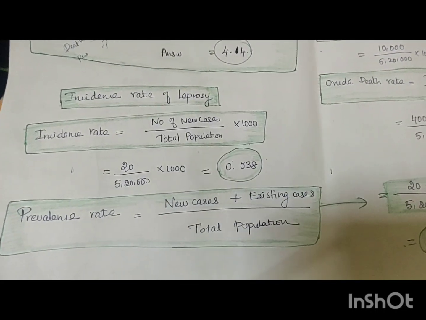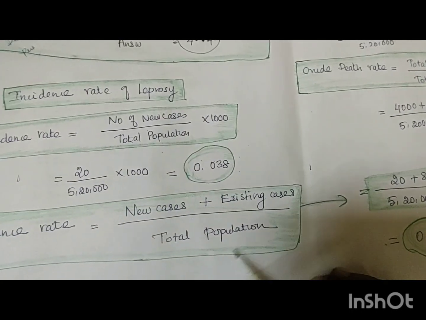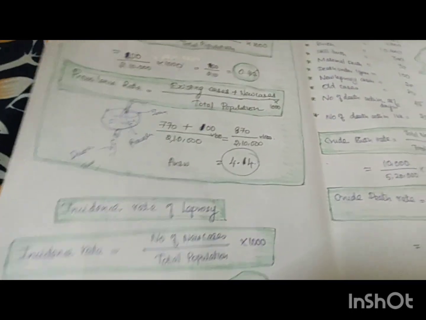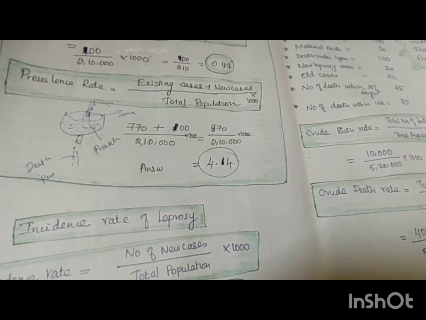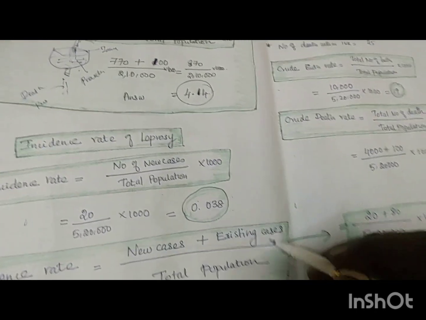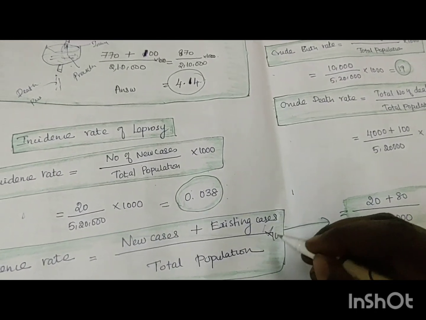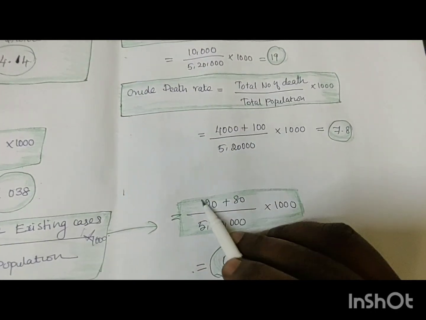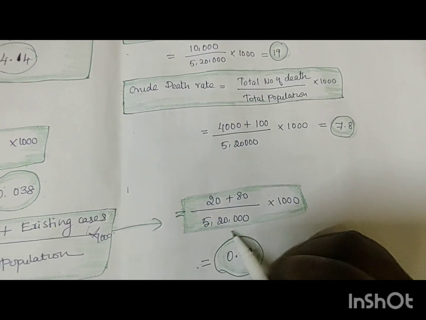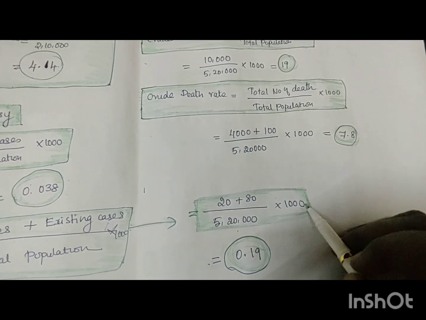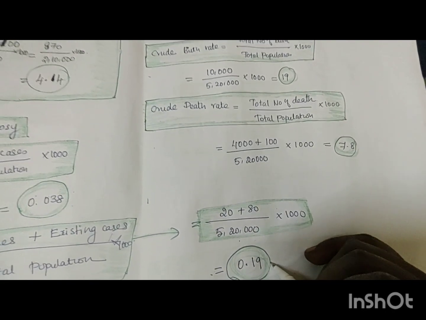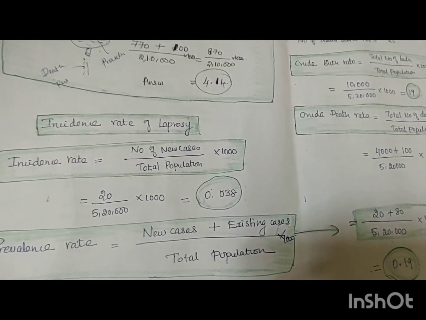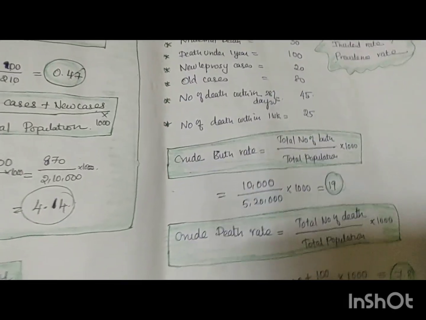What is the prevalence rate? New cases plus existing cases, divided by total population, into 1000. Not always 100, it is always 1000. You see, 20 plus 80 divided by 5,20,000 into 1000. So 0.19 will be the prevalence rate of the leprosy patients in the Bardhaman village.